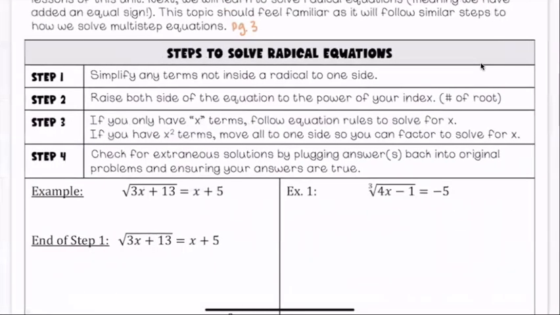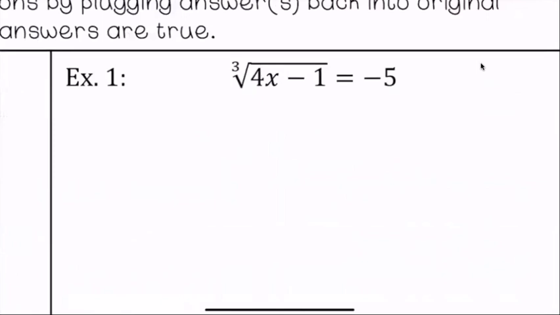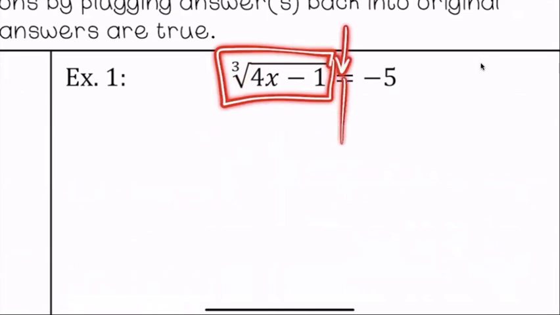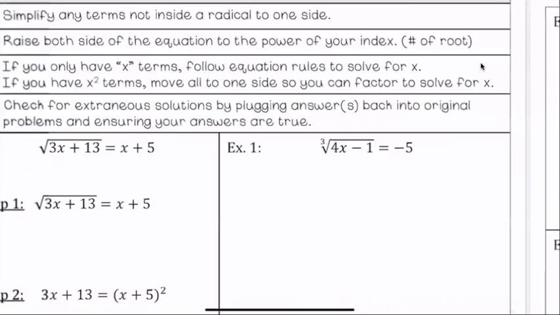Number 1, step 1 says simplify any terms not inside a radical to one side. By the inside of the radical, we really mean like under the radical. There is nothing over on this side of the equal sign. Remember, when we say sides, we mean of the equal sign. That isn't in the radical. We only have one thing that's not in the radical. It's over here. This number is already on one side, so we're good.